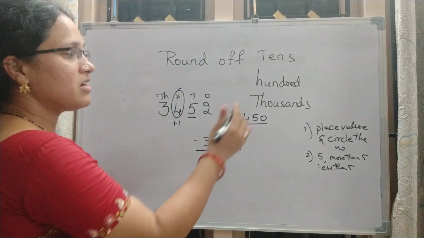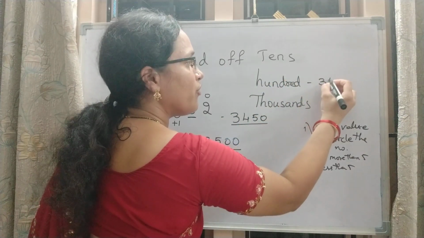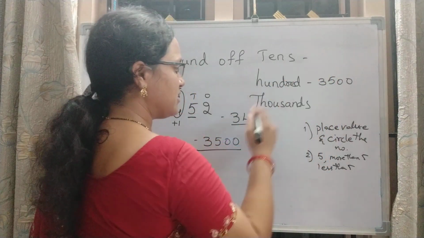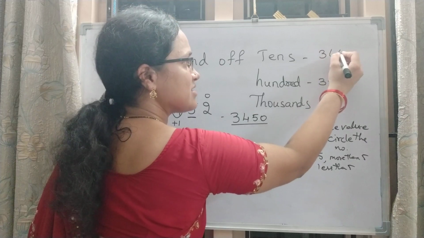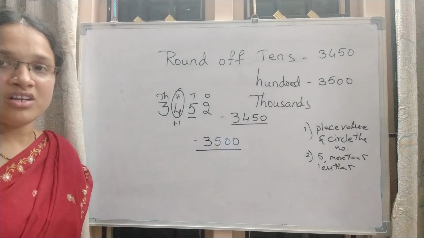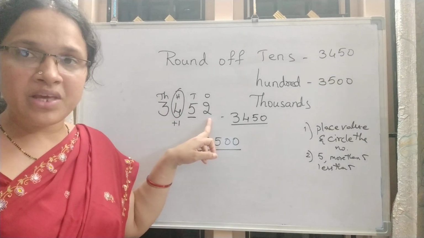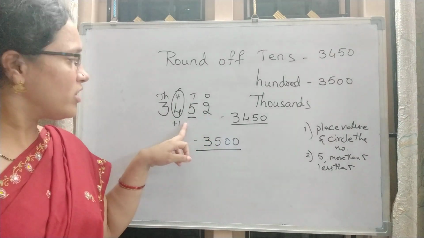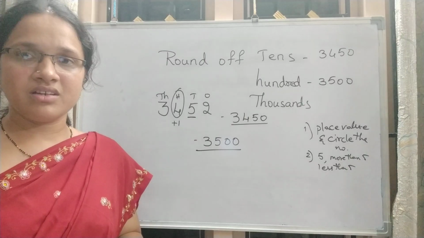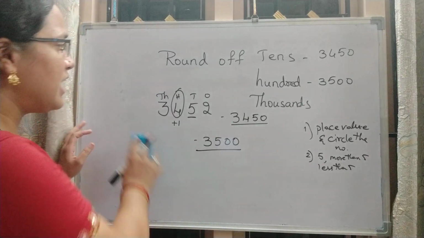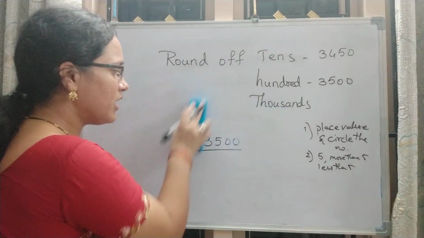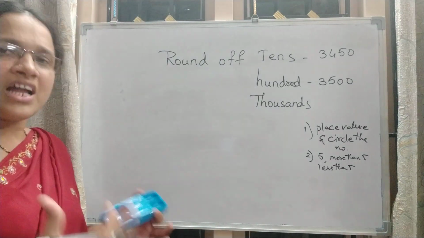That means this is the rounded off value for hundreds. And this is the rounded off value for tens. Is that clear, children? So both the things you understood. Less than 5 we got it in tens place, and 5 we got it in hundreds place. Yes, did you understand? Yes. Let us try this same thing with a large number.